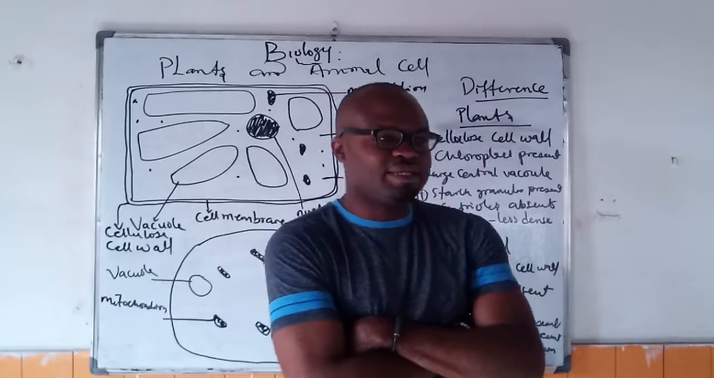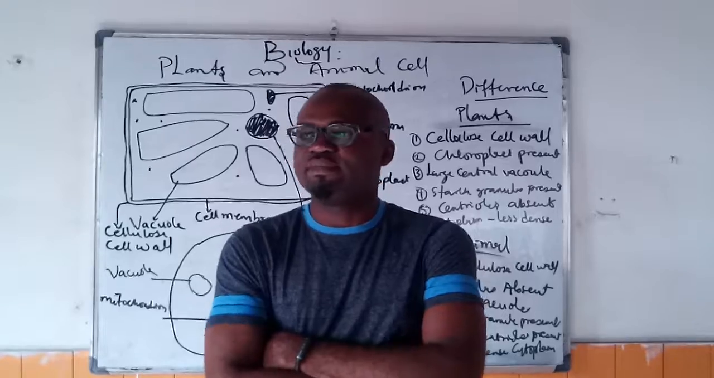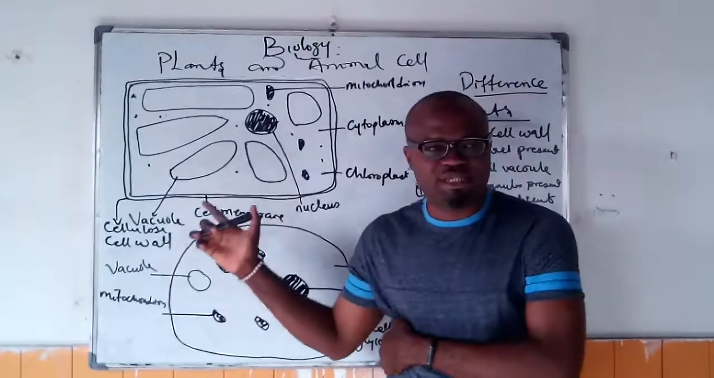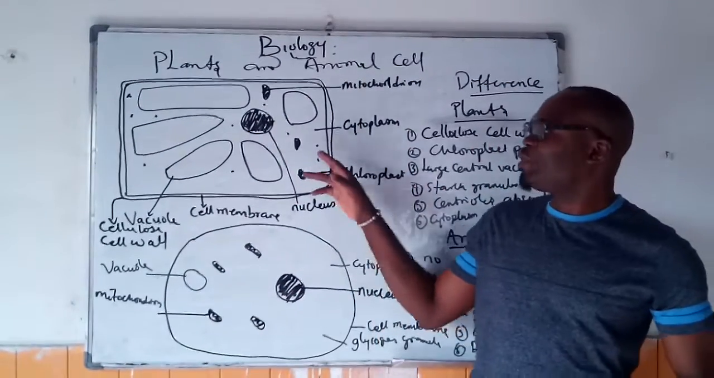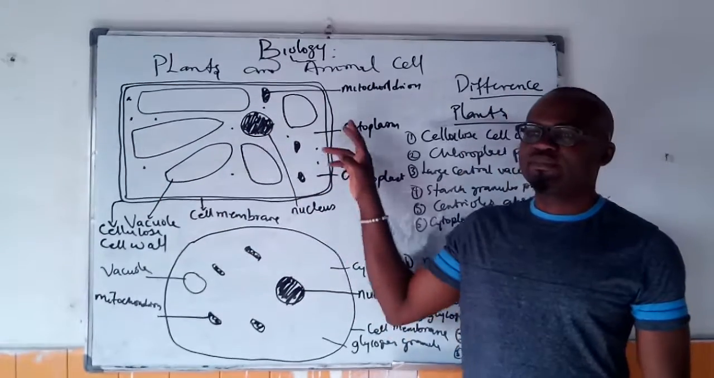Now when you see a cell, how do you know that you've seen one? When you see a plant cell, how do you differentiate it from an animal cell? And that is what we have on the board today.